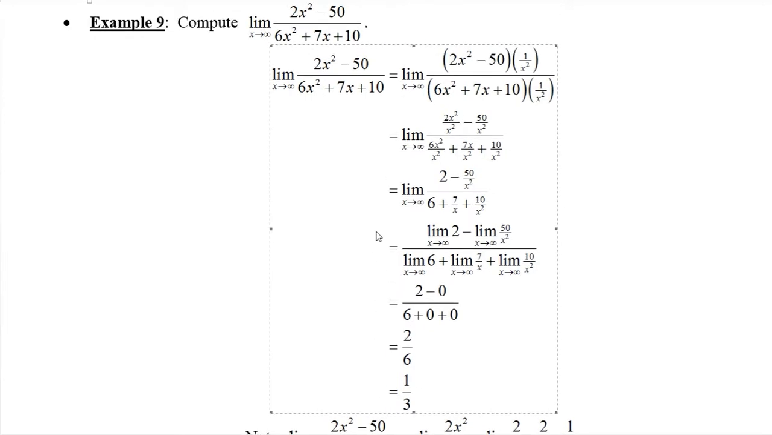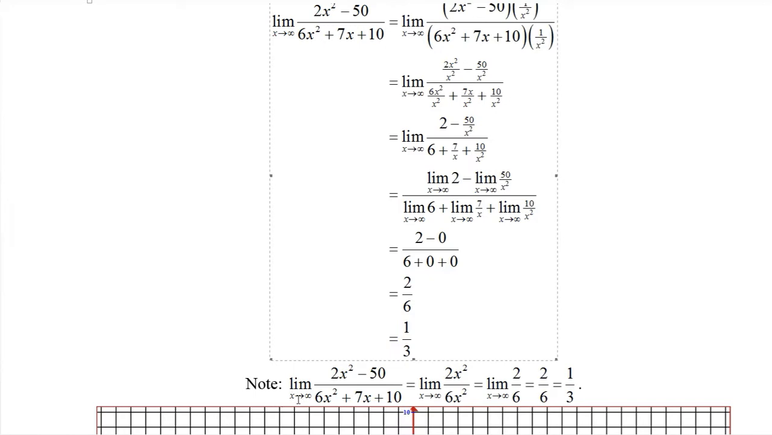One thing I want you to notice here is that ultimately the 50, the 7x, and the 10 didn't really have any effect, because once we applied this technique and took the limit, those terms all went to 0. The only ones that really mattered were the 2x squared over 6x squared. So it turns out that the limit as x goes to infinity of 2x squared minus 50 over 6x squared plus 7x plus 10 is the same as the limit of just the leading term in the numerator divided by the leading term in the denominator. In other words, it's the same as the limit of 2x squared over 6x squared, which reduces to 2 over 6, which is 1/3. And so there's our limit.